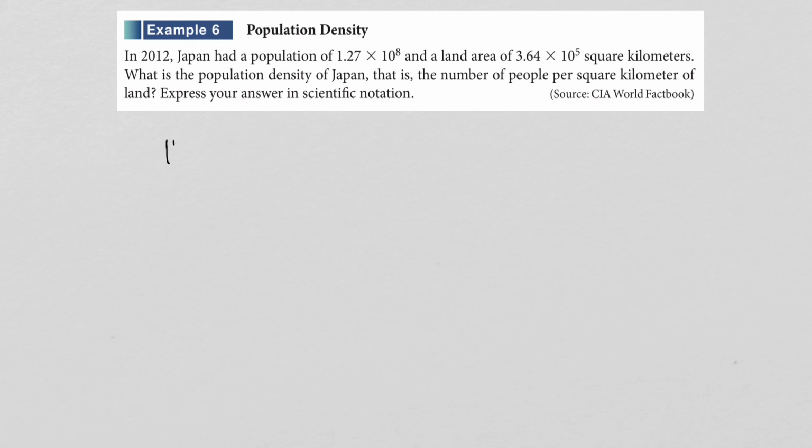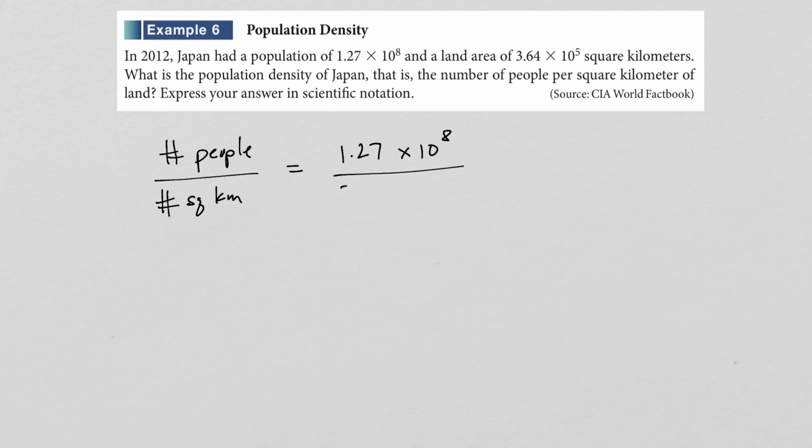So what we're going to do is simply take the number of people divided by the number of square kilometers. Well, the number of people is 1.27 times 10 to the 8th power, and the number of square kilometers is 3.64 times 10 to the 5th power. So when we do this, we're going to break it down into two parts. We have 1.27 divided by 3.64 times 10 to the 8th divided by 10 to the 5th. So we're going to do the math here. 1.27 divided by 3.64. You can use a calculator to do that part.